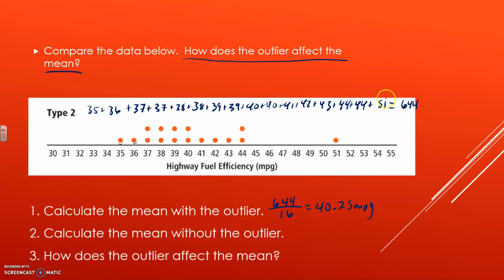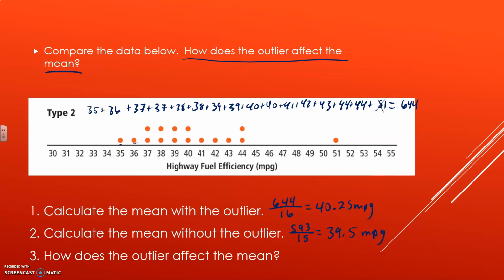This time I added them all up except for the 51, sorry. So when I added up all of them without the 51, I got 593, and again, it was one less piece of data, so it's divided by 15, and I got 39.5 miles per gallon. So you can see that if I take out that outlier, I actually have a smaller mean.